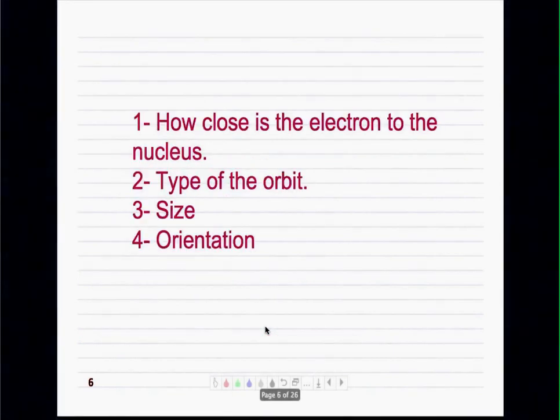Now, the quantum theory is going to give us an idea about four things: how close the electron is to the nucleus, the type of the orbit, the size of the orbit, and the orientation, meaning how it is oriented, x, y, or z.